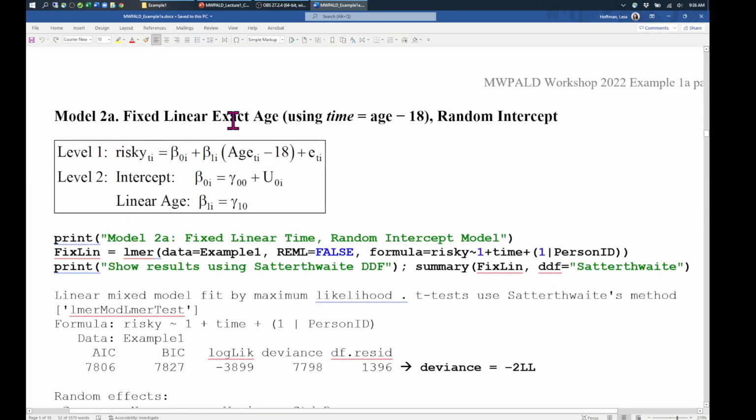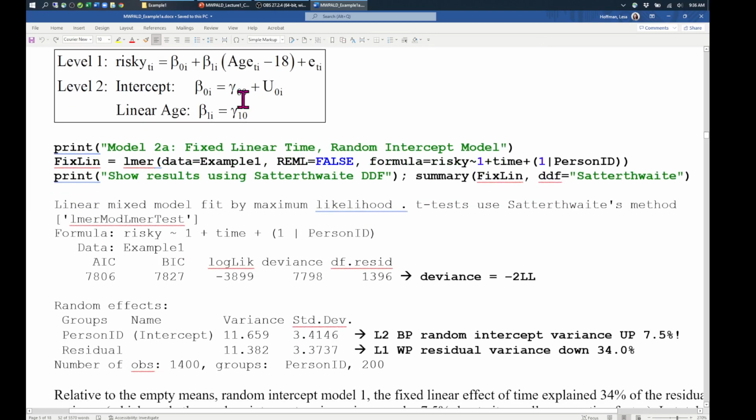So adding fixed linear exact age. So not rounded into convenient intervals of 12, 13, 14, but using exact age. And so I've written the equation to show the centering directly. That way anyone looking at your equation will know how you set up your variables. So we're calling age minus 18 time. That's the variable in the syntax. So here's my next model, model 2A as I've called it. I've abbreviated it as an object, fixed linear. And the addition to the formula is right here. There's time as a new fixed effect, a linear effect specifically. Everything else is the same.